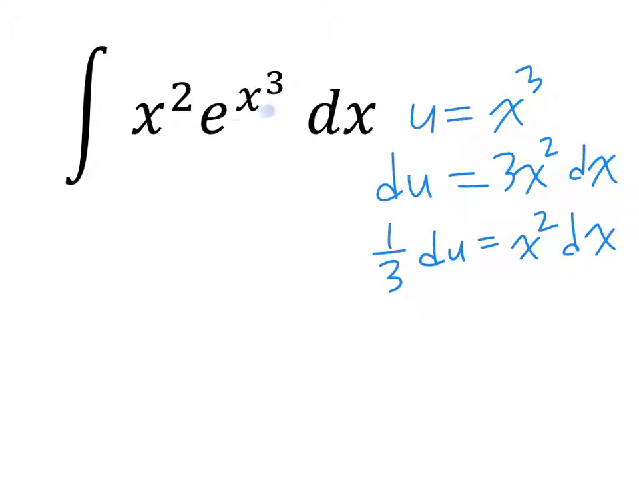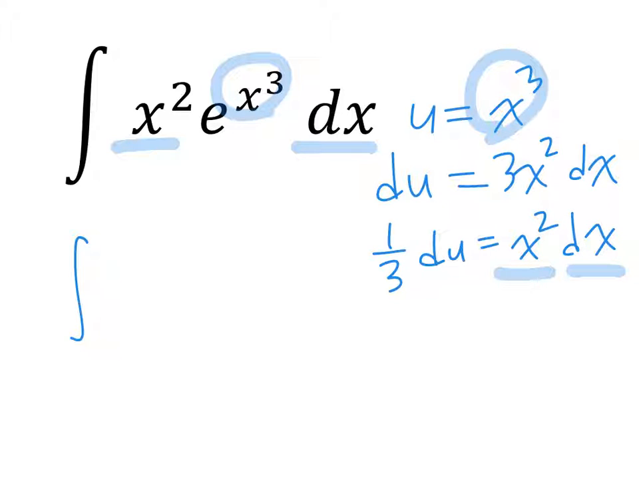Okay, so now you can see that this x cubed will become this u here, and this x squared dx is this 1/3 du here. So the whole thing substitutes in. u is the x cubed, so this is e to the u, and x squared dx is 1/3 du. This is the most confusing part: you need to make sure that it fits exactly. If there's a coefficient, you have to move it to the other side so that the whole thing substitutes in. Okay, so now integrate. Make sure you have a plus c.